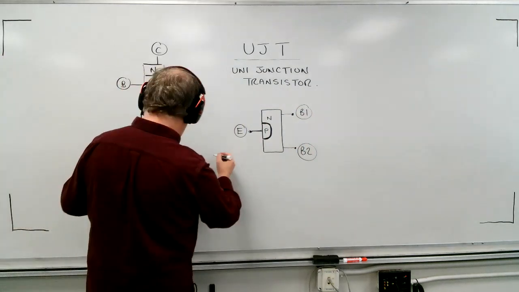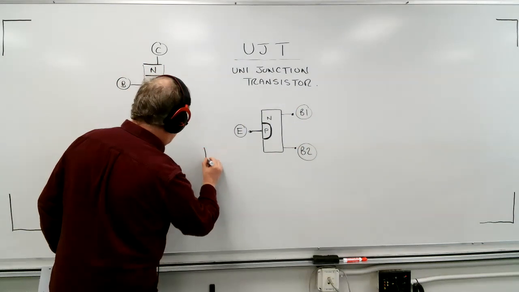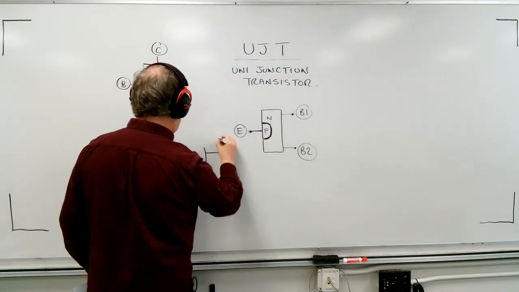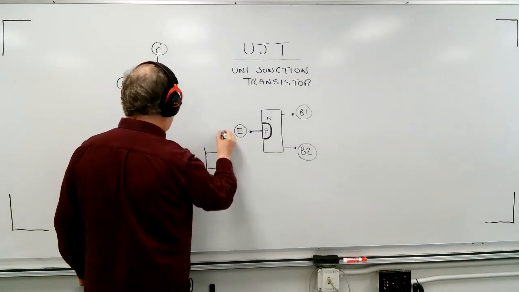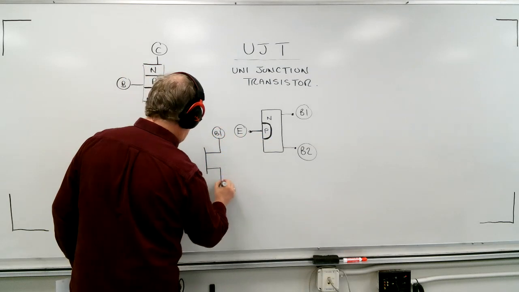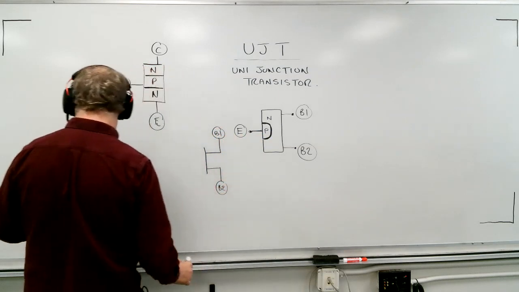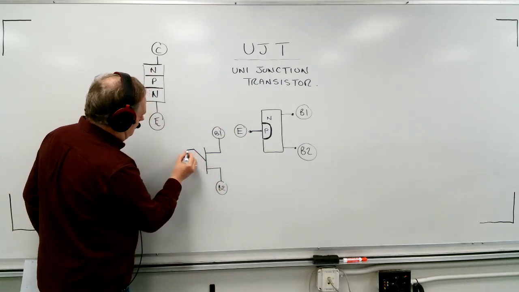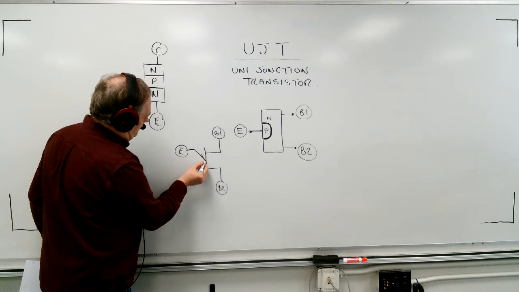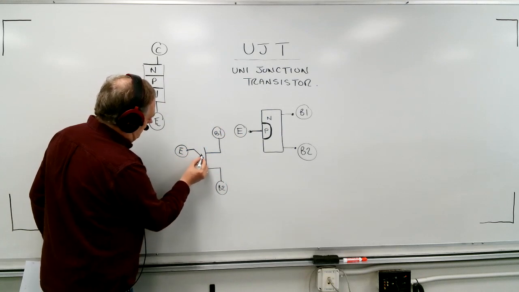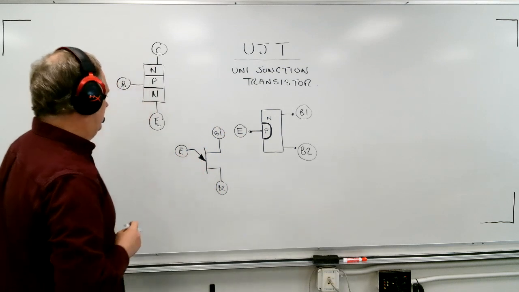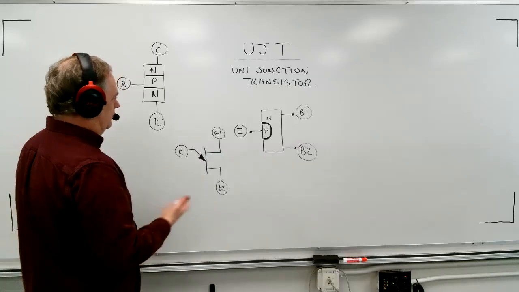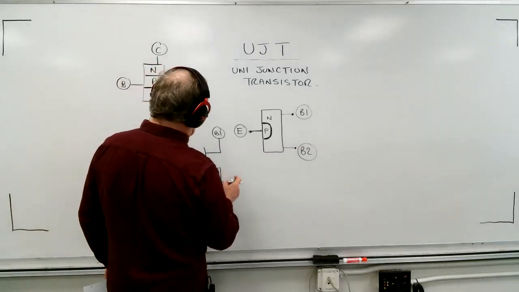Now, the actual symbol is drawn like this. So this just kind of gives you an idea of the layers. The actual symbol looks like this. It's kind of squared off like this. B1, B2, and then you've got this. And this is the emitter. There's an arrow normally on that emitter lead. Okay, so that's the symbol for the unijunction transistor.